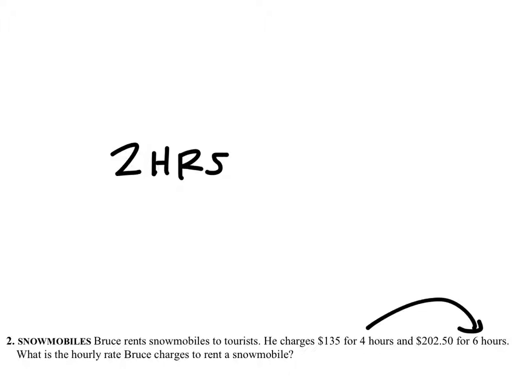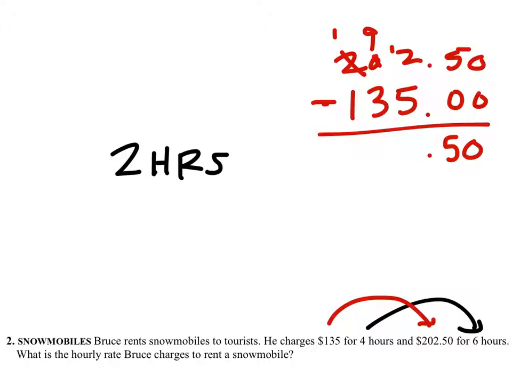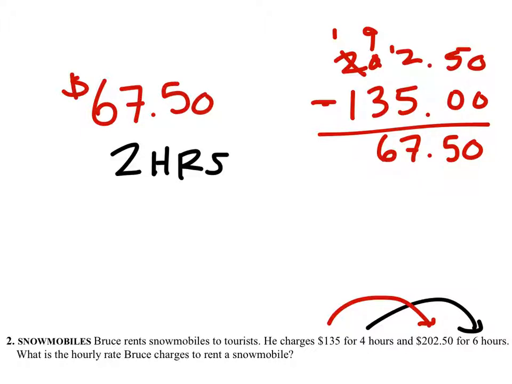On the other hand, in those 2 hours, the price increased from $135 to $202.50. So we're just going to find the difference between these two to see how much it changed. In the 2 hours, it changed by subtraction. We're going to carry 1 over here and borrow from 2 as well. So it looks like it was $67.50 in 2 hours.